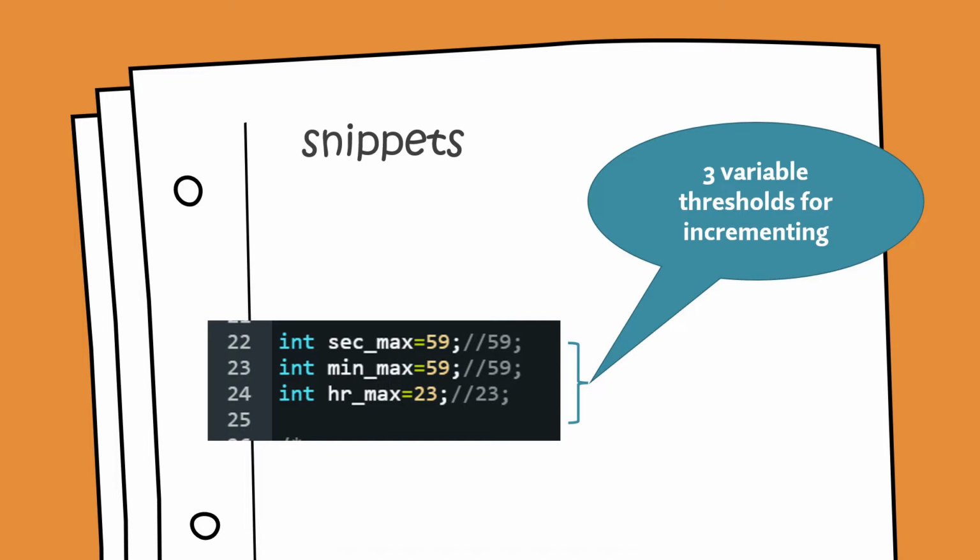So we also need those thresholds, like the second would get incremented till 59. The maximum value of minute can be 59, and similarly the maximum value of hours can be 23. We are following the 24-hour time format here, and so these maximum values we have saved as variables and we will be using them further in our code.